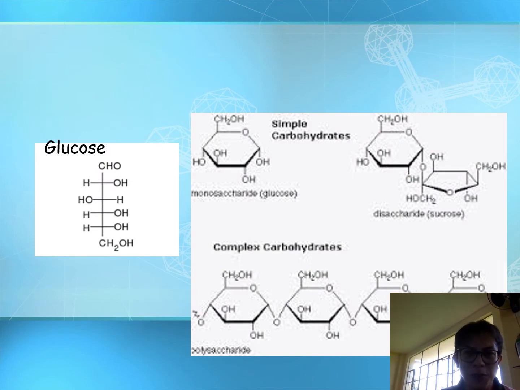This is the structure of glucose. This is a single unit, a monomer of a carbohydrate, a simple carbohydrate. This is a monosaccharide. When you combine them, you are creating a complex carbohydrate made up of several monomers of glucose, or simple carbohydrates.